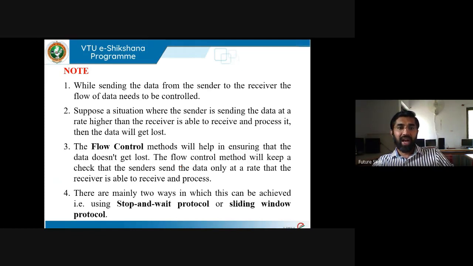Okay. So the flow control method will help in ensuring that the data doesn't get lost. The flow control method will keep a check that the sender sends the data only at a rate that the receiver is able to receive and process. This is called flow control. And there are mainly two ways in which this can be achieved, that is using stop and wait protocol or sliding window protocol.